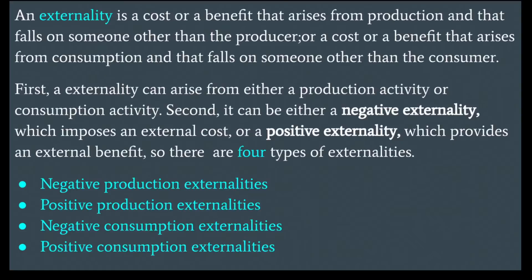First, an externality can arise from either a production activity or a consumption activity. Second, it can be either a negative externality, which imposes an external cost, or a positive externality, which provides an external benefit. So there are four types of externalities: negative production externalities, positive production externalities, negative consumption externalities, and positive consumption externalities.